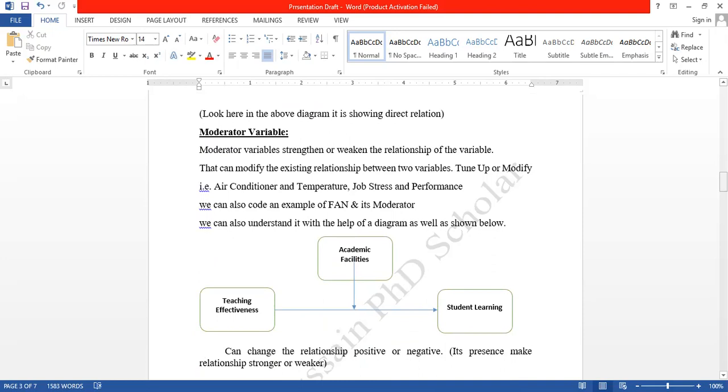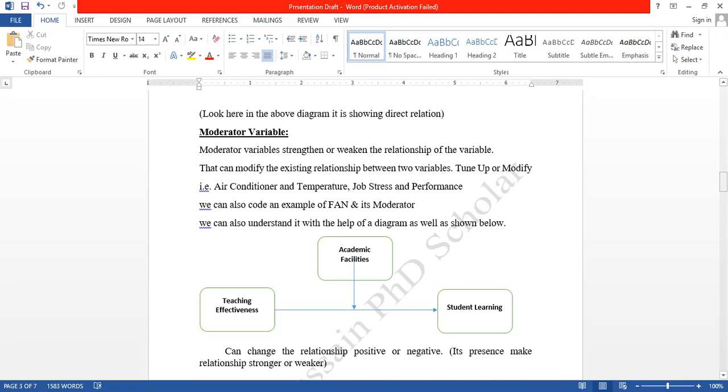Moderator variables are those variables which tune up or modify the relationship. You can see it also strengthens or weakens the relationship of two variables; it can only modify the existing relationship between two variables. For example, air conditioner and temperature, job stress and performance. We can also quote an example of a fan and its regulator, from where we control the fan speed. We can also understand it with the help of this diagram as shown below.